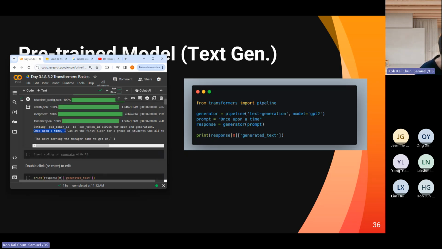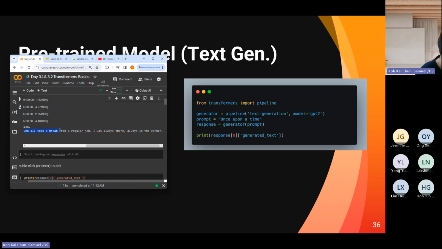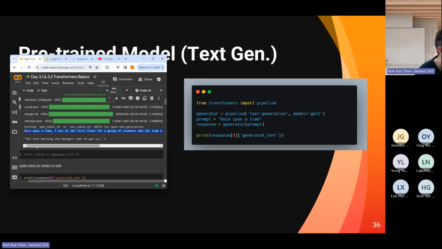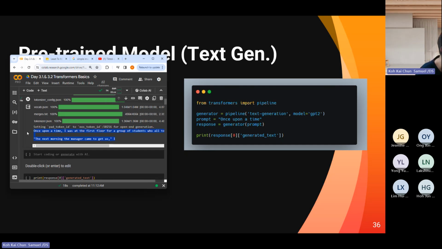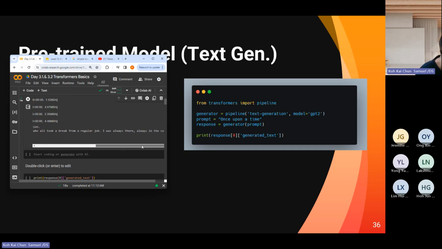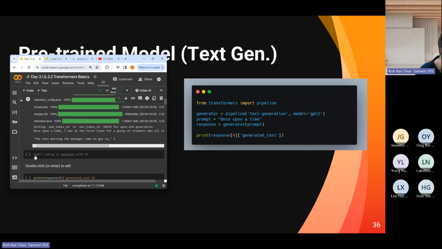So apologies. Once upon a time I was at the first floor for a group of students who all took a break from a regular job. I was always there, always in the corner. So it describes the narrative based on the words that are being fed. Then the next morning the manager came to get us. So it's describing a working scenario, like a full-time job, a part-time job. And then it just describes a story based on it.